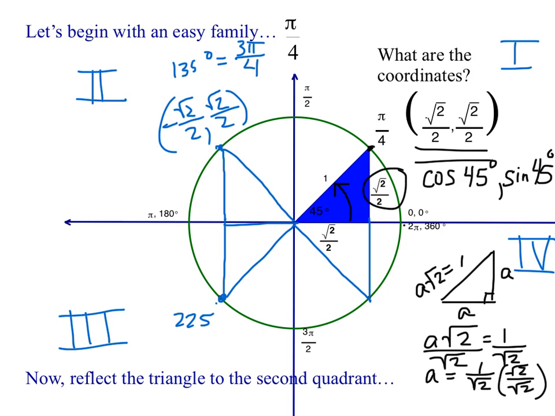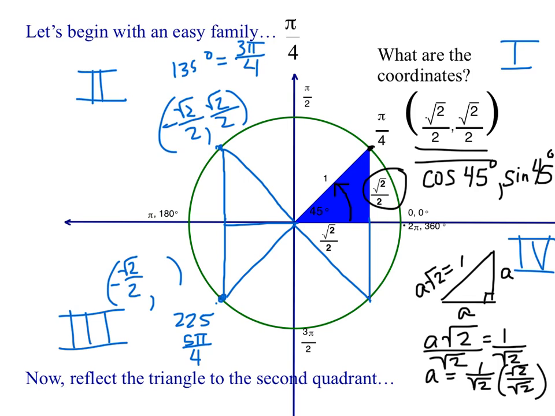If this is 3 pi over 4, pi would be 4 pi over 4. This would be 5 pi over 4. So in degrees, it's 225, and in radians, it's 5 pi over 4. Now let's think about the ordered pair. What's the cosine of 225, or the cosine of 5 pi over 4? It's negative root 2 over 2, because it's that same ordered pair again.